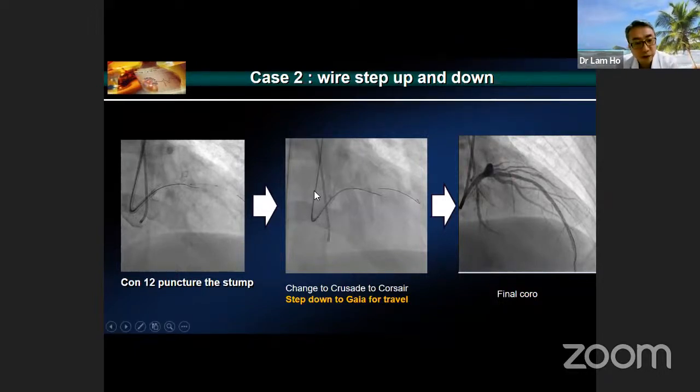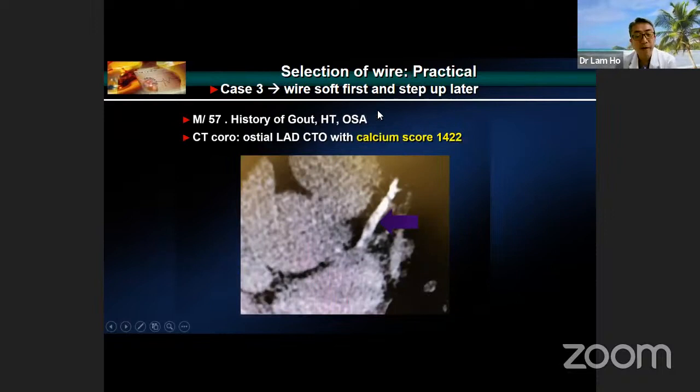So that's the final angiogram. And then for case 3, we have to select the wire with some wisdom. Like the previous case, we always use a strong wire and then step down. But it's not always like this. It all depends on the situation, on what case you are facing, and on the purpose. Then you may use a different strategy.